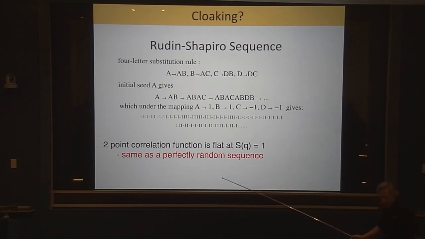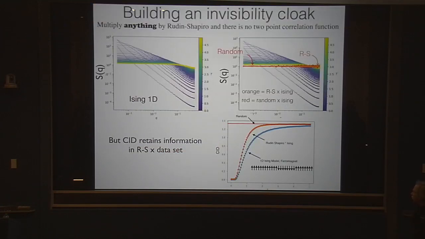The interesting thing is, if you multiply any sequence by a random sequence, you get a random sequence, right? The interesting thing is, if you multiply anything by Rudin-Shapiro, you don't get something random, but you get something whose spectral function, S of Q or G of R, is just flat. See, here's showing it to you.